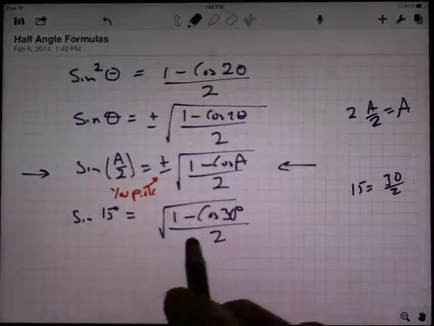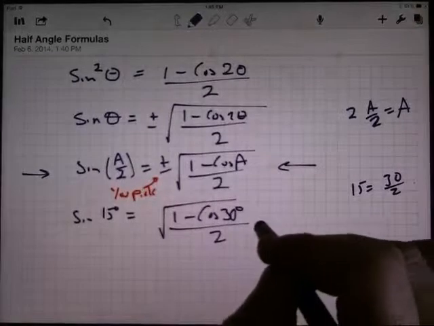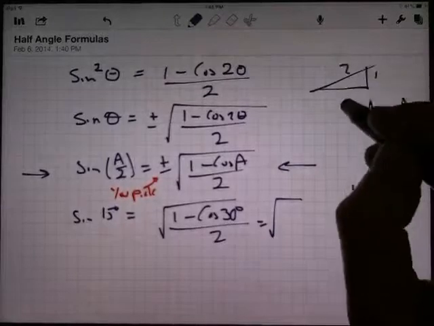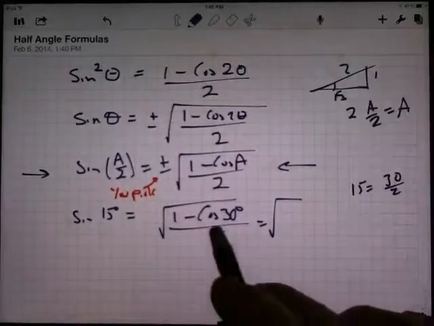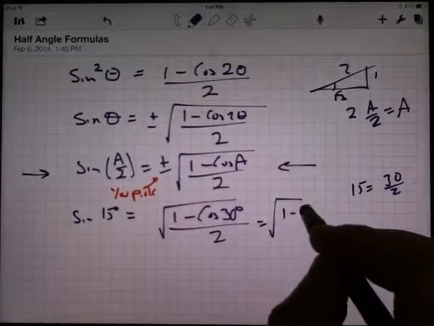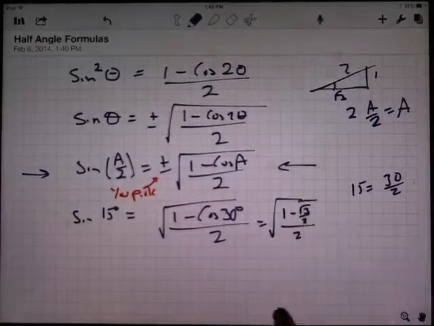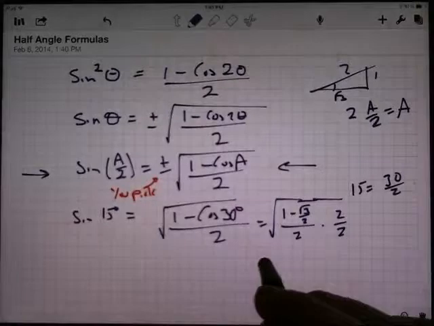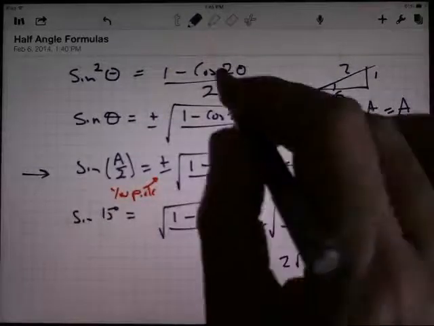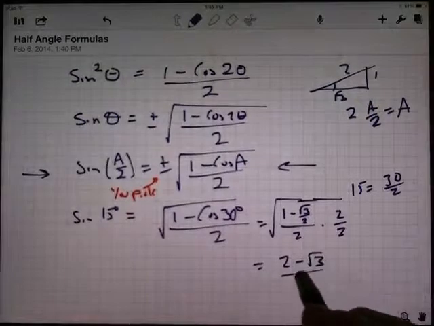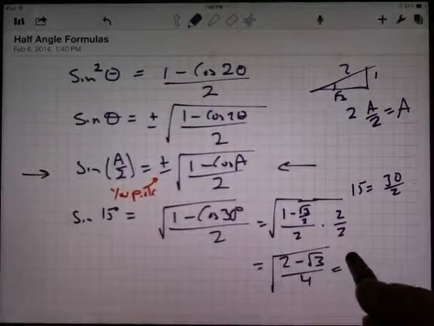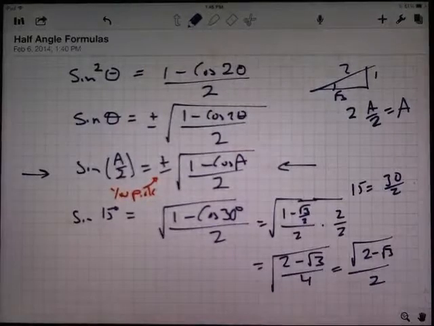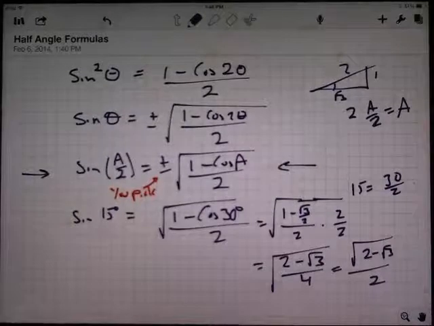Okay. All right. Actually, I got a number here, because cosine of 30 degrees, I know. I've got a 30 degree angle: 1, 2, square root of 3. There's my 30 degree angle. So the cosine is radical 3 over 2. 1 minus radical 3 over 2, divided by 2. There we go. Simplify that fraction a little bit and multiply top and bottom by 2. So I've got 2 minus radical 3 over 4 under the square root, or I can write that like this, the square root of 2 minus radical 3, all over 2. Okay, there's the sine of 15 degrees using the half angle formula.